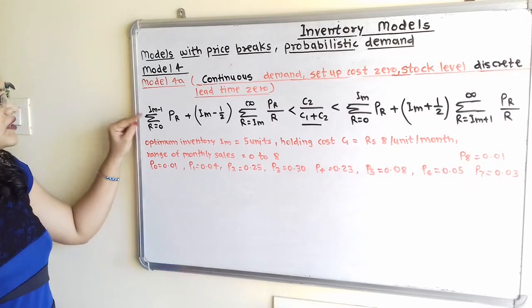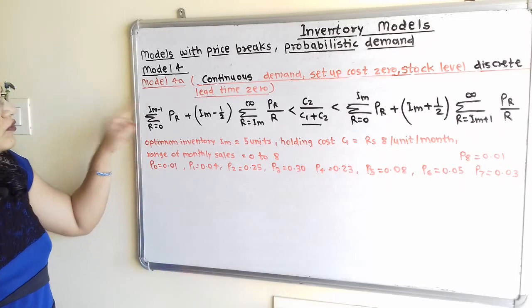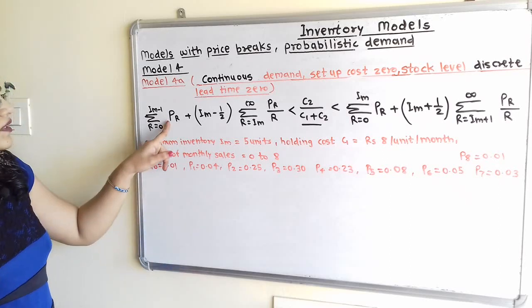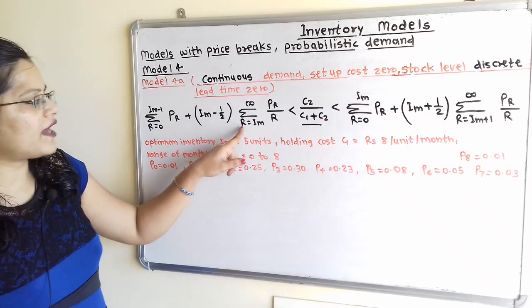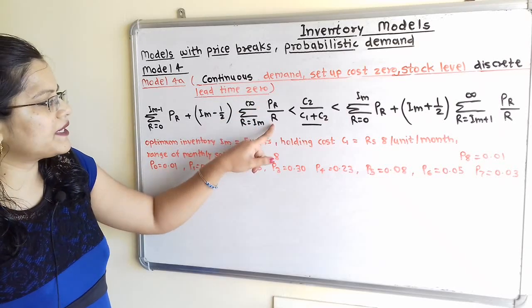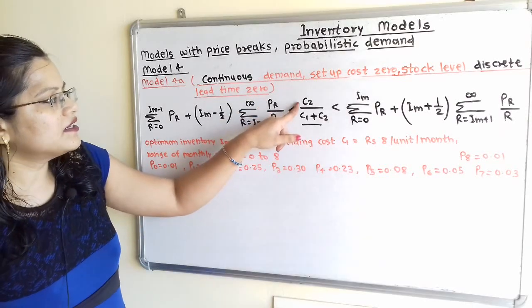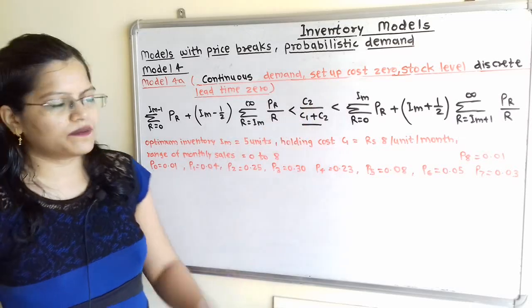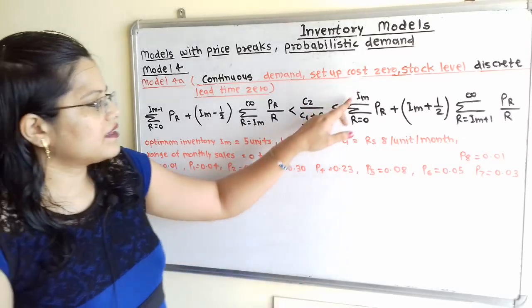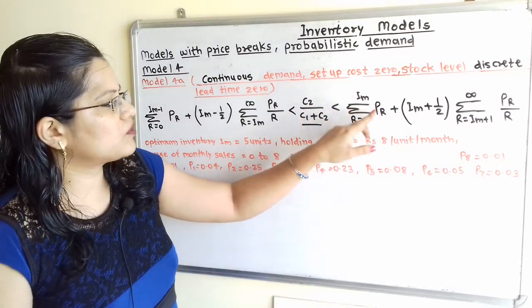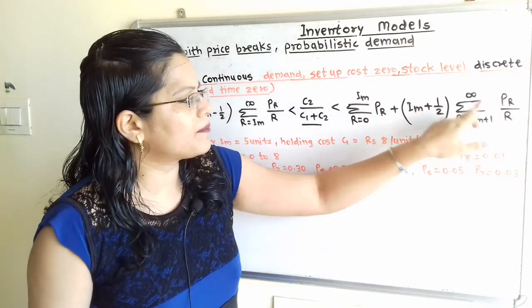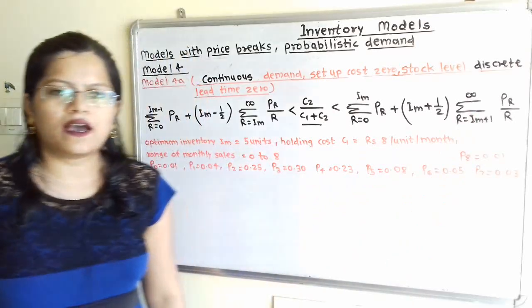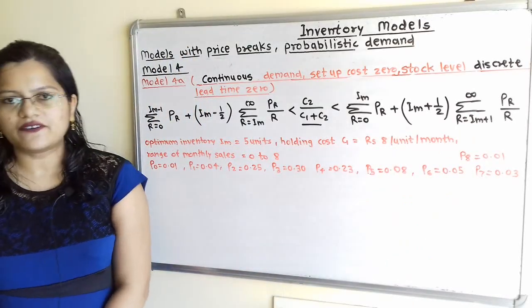We have to use here: summation of r equal to 0 to Im minus 1 of PR plus Im minus half summation of r equal to Im to infinity of PR by r, is less than C2 divided by C1 plus C2, which is less than summation of r equal to 0 to Im of PR plus Im plus half summation of r equal to Im plus 1 to infinity of PR by r. So this is the formula.